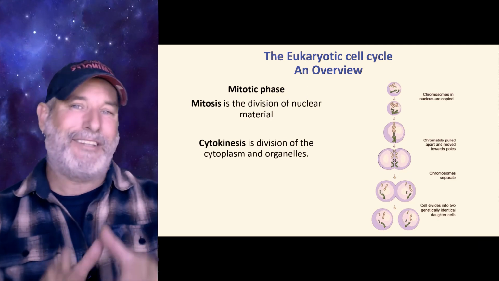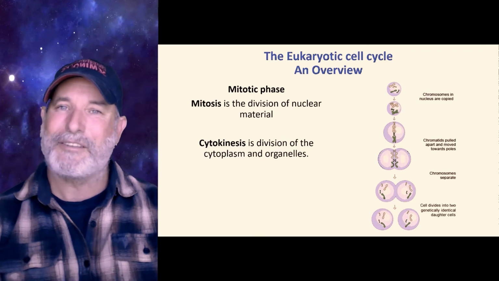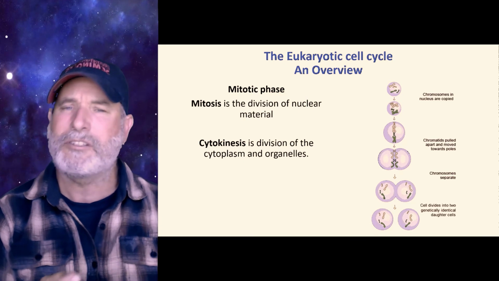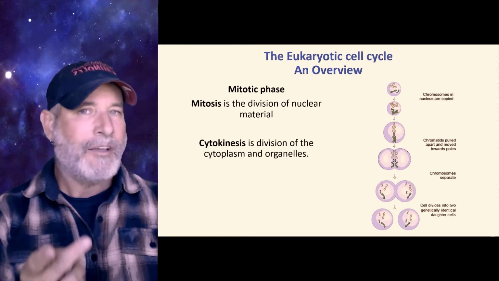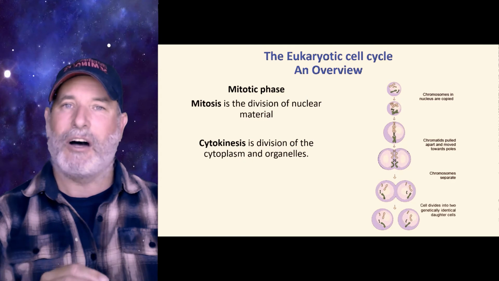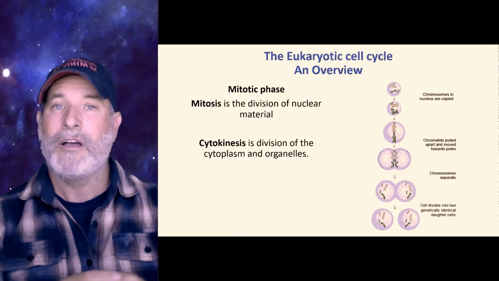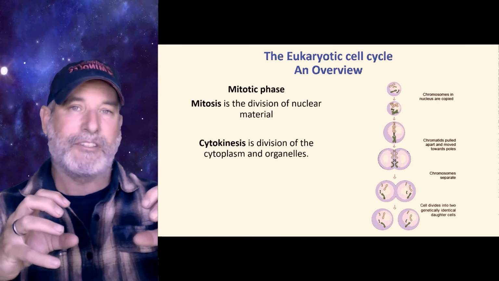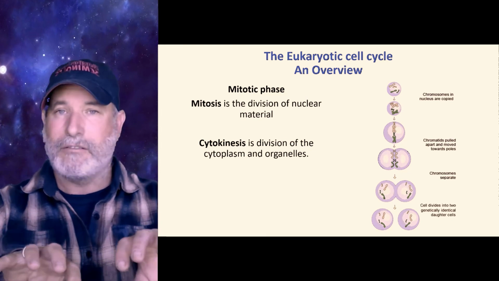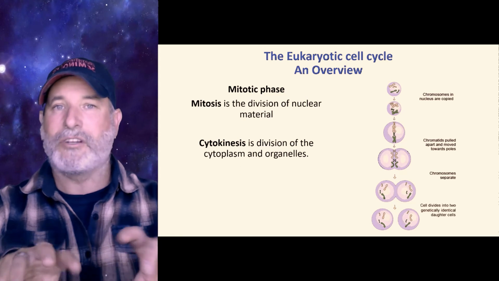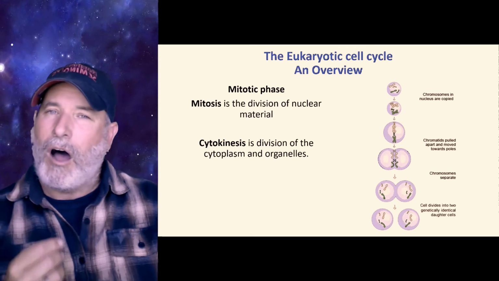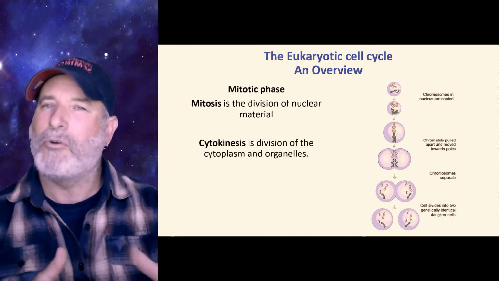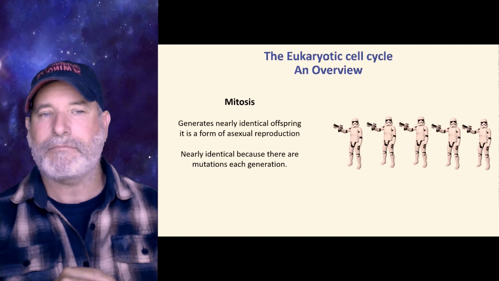The mitotic phase consists of two different phases. Mitosis, which is division of the nuclear material, that's dividing up the chromosomes. And then cytokinesis. Cyto, C-Y-T-O, means cell. Kinesis means to move. So I'm going to move the rest of the cell, all the organelles and cytoplasm, to opposite ends of the cell and divide up all the other parts that are not the chromosomes, not the nuclear material, to form the two cells. Often cytokinesis will overlap with the end of mitosis, but not always. Sometimes it can come afterwards.